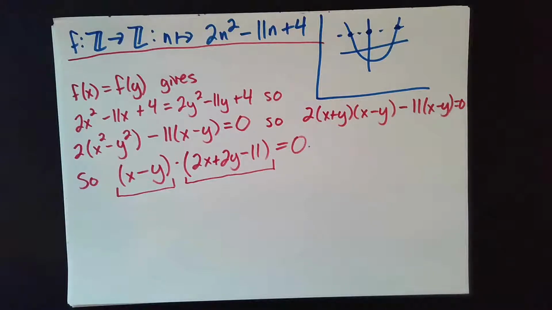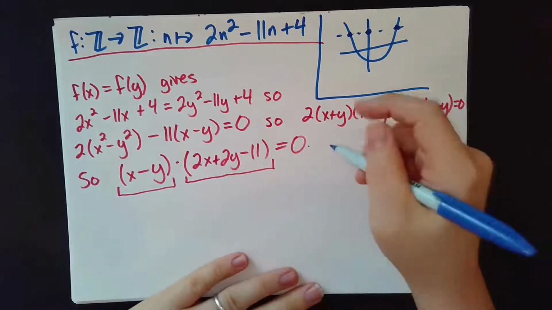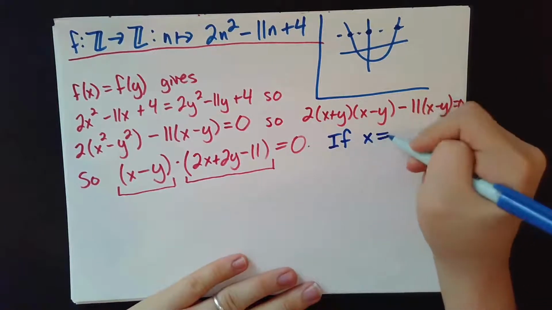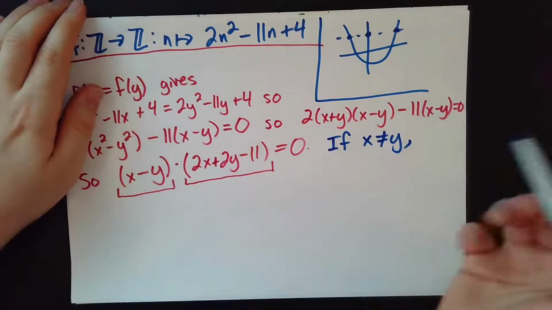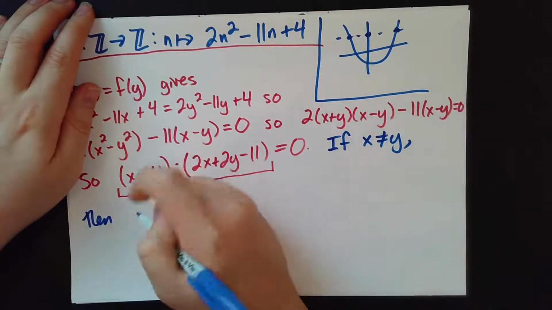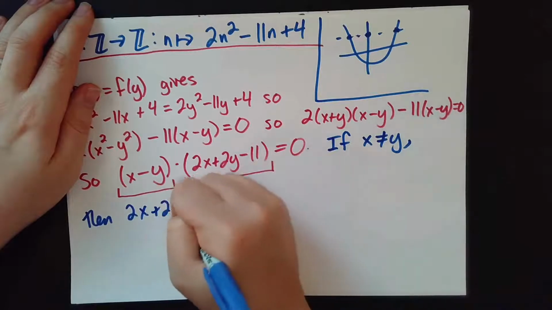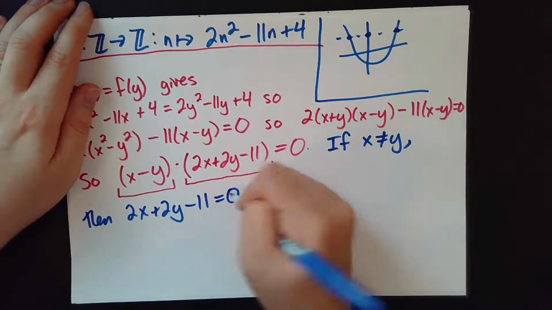Okay, I see someone has moved into the camp of believing now that it is one-to-one. Yes, so that is an excellent way to see this. So if x is not equal to y, then what does that mean? Well, then 2x plus 2y minus 11 is 0.